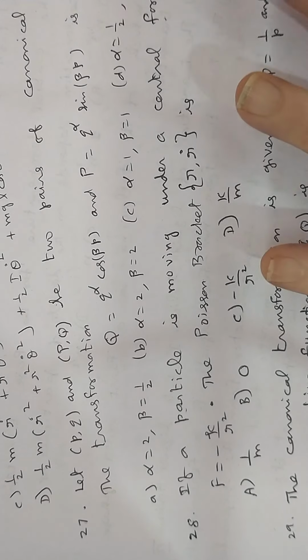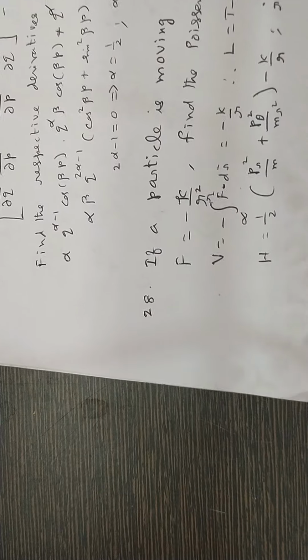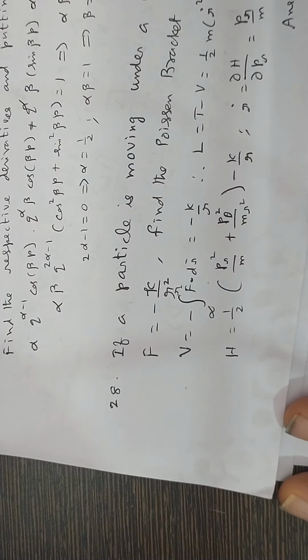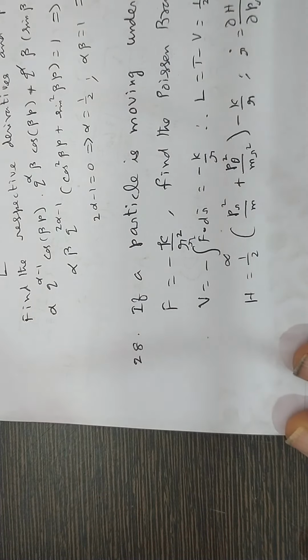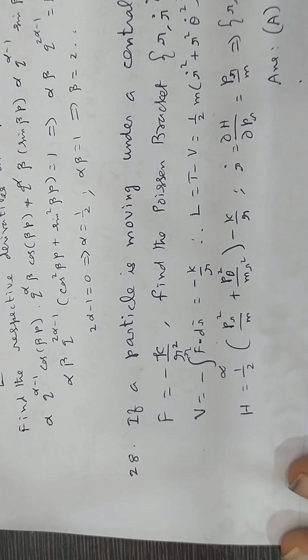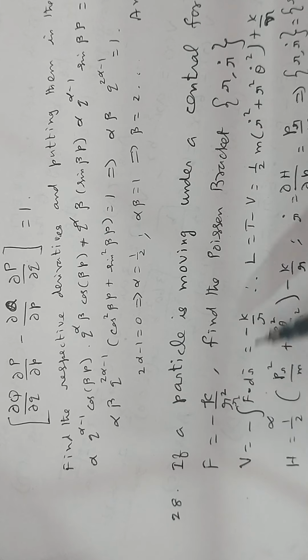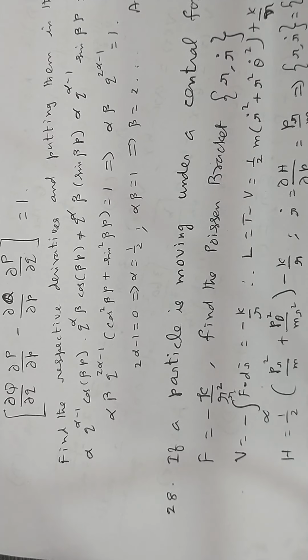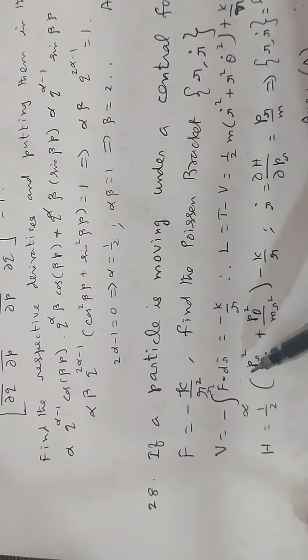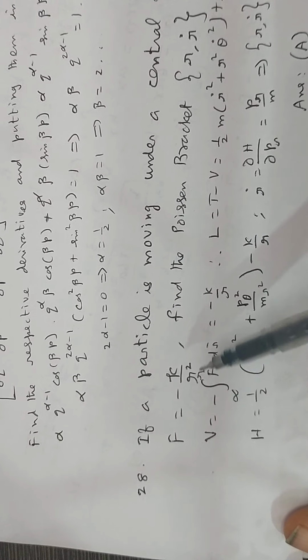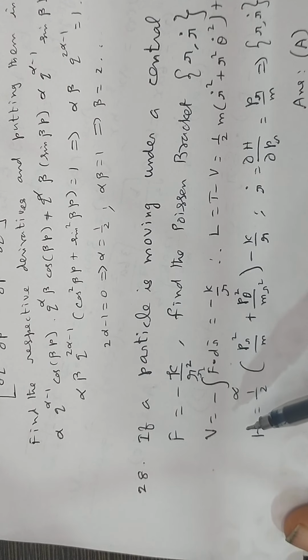Now the solution is, if we take the solution, if a particle is moving under a central force, find the Poisson bracket. Now here F is given. So what is the potential?